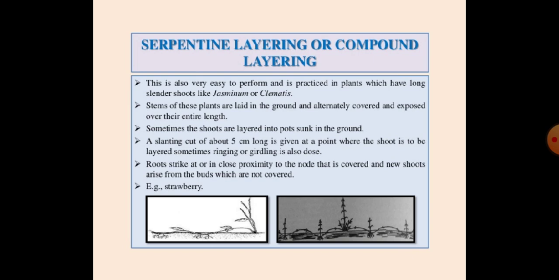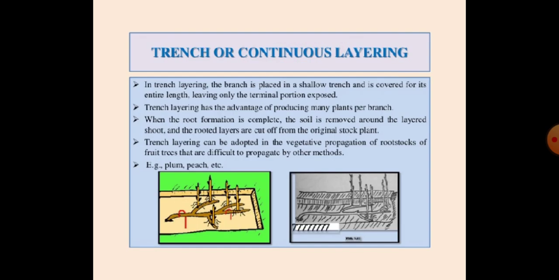This is also very easy to perform and is practiced in plants having long slender shoots, for example jasmine. Stems of these plants are laid in the ground and alternately covered and exposed over their entire length. Sometimes the shoots are laid in pots sunk in the ground. The roots strike at the node in close proximity. That node is covered and new shoots arise from the buds which are not covered. An example is strawberry.